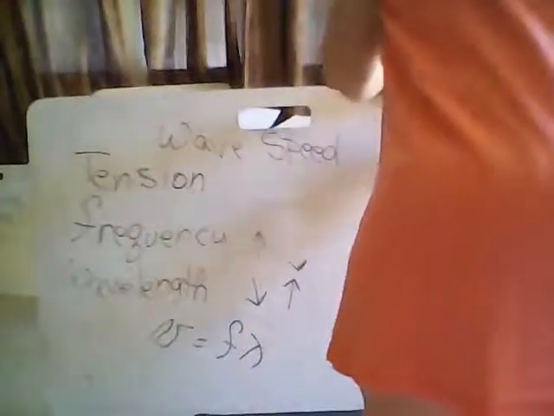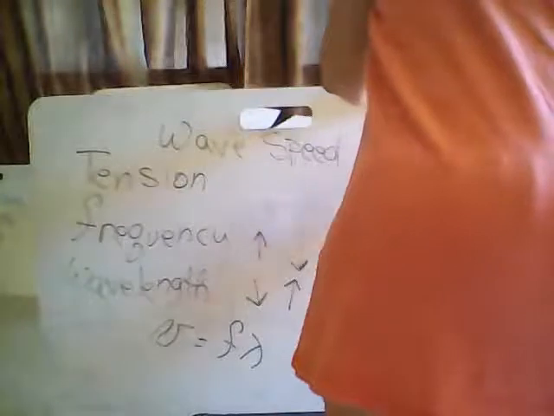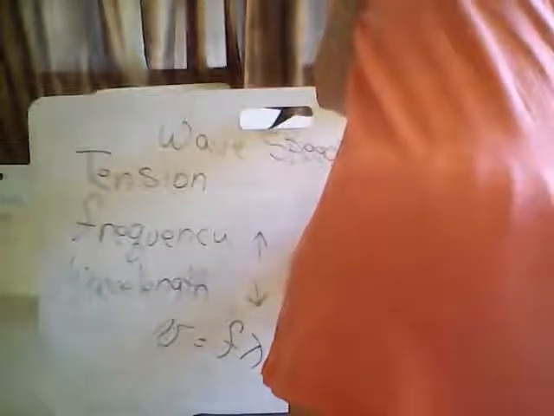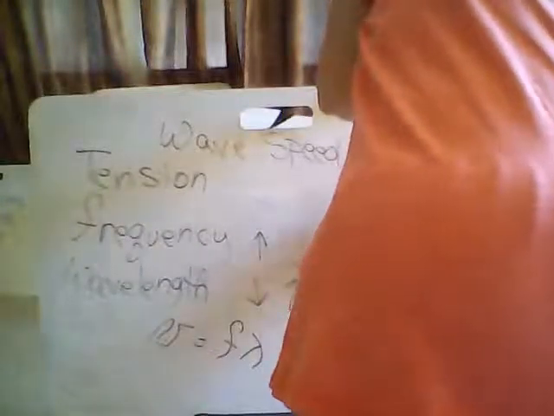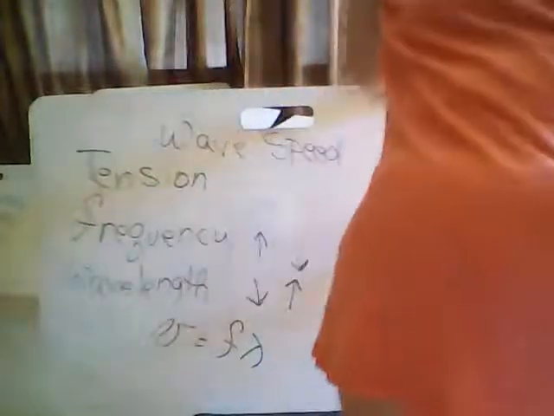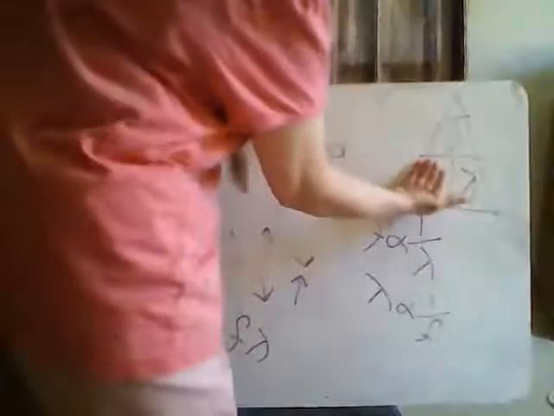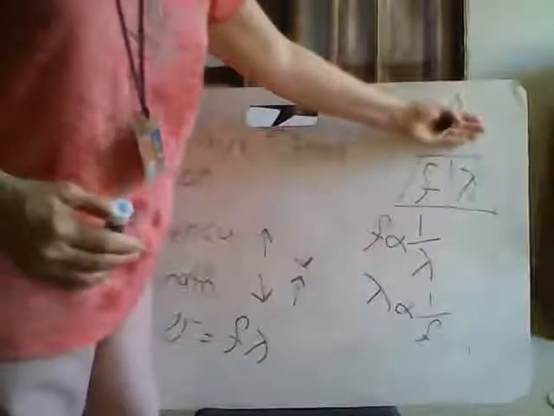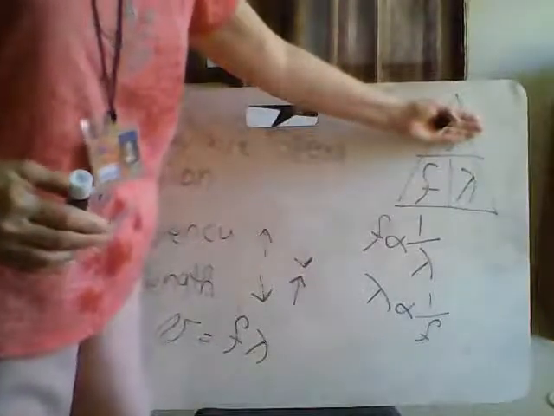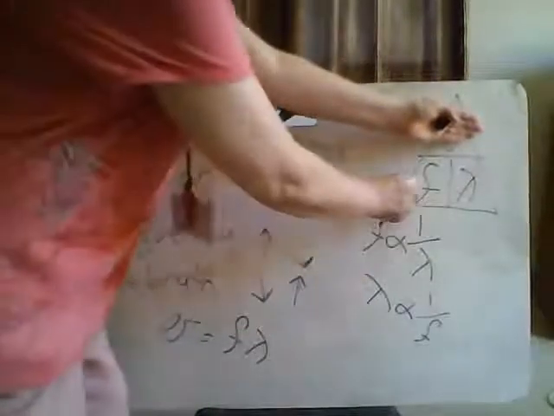So let's do the pyramid that we have for that. If you want to know wavelength, you have velocity divided by frequency. If you want to know frequency, you have velocity divided by wavelength. If you want to know velocity or speed, you have frequency times wavelength.